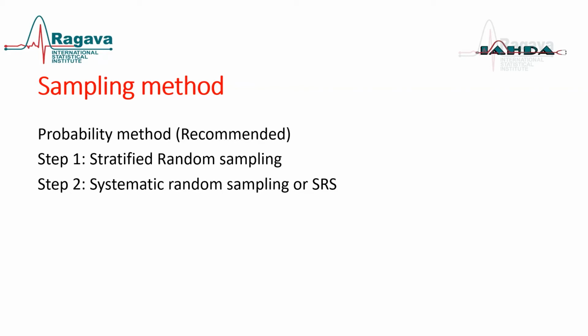For medical record review, we can use both stratified random sampling and systematic random sampling. Or sometimes we can even use simple random sampling. So which one is more appropriate for medical record review? Probability method, please. Don't use non-probability method. But what is going on in the current scenario? Always people will use convenient method, as per their convenience.